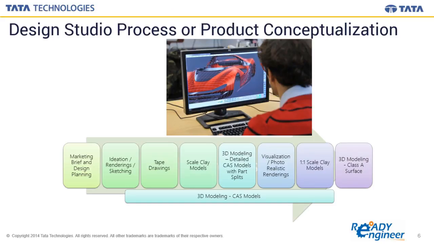Once the clay models are frozen and management is happy with the overall form and feel of the car, we go ahead with the Class A models. As this technique takes a lot of time and a lot of man hours, this is done last, and it is a very accurate reproduction of the clay model with all the desired characteristics of a good production surface.